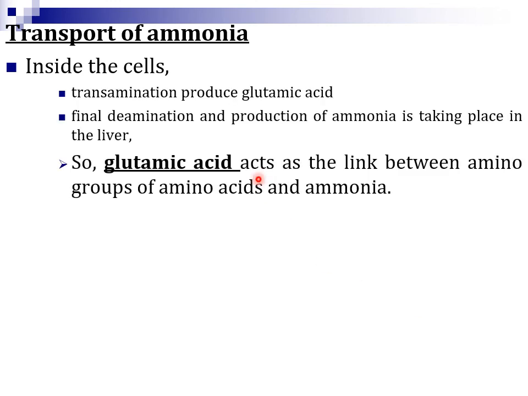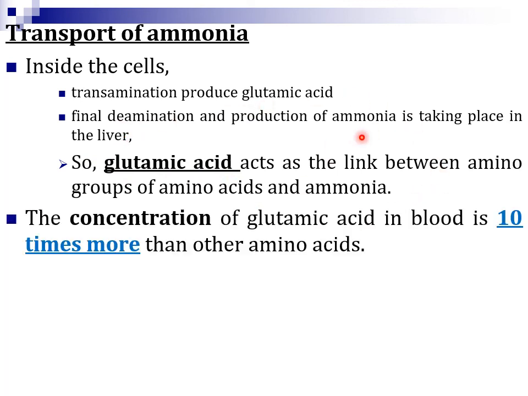Now, transport of ammonia inside the cell. Transamination produces glutamic acid. We have seen that alpha ketoglutarate, a keto acid, accepts the ammonia and gets converted into glutamic acid. The final deamination and production of ammonia takes place in the liver. So glutamic acid acts as a link between the amino group of amino acids and ammonia. The amino group from any amino acid will be transferred to alpha ketoglutarate to form glutamic acid. This glutamic acid comes to the liver and releases that amino group in the form of ammonia.